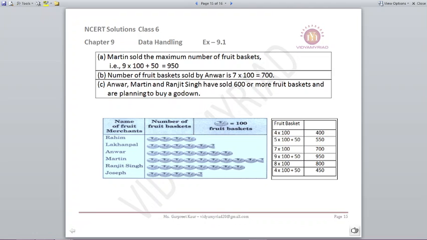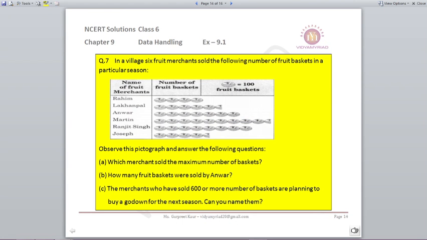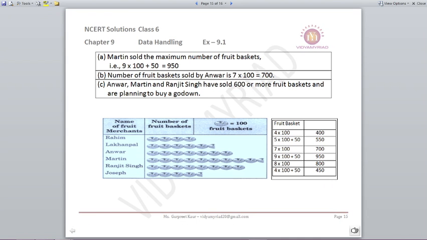Now let us find out the answers. Number 1. Which merchant sold the maximum number of baskets? Let us see which is the maximum number. Highest number is 950 and 950 is represented by Martin. Martin sold the maximum number of fruit baskets. And how many fruit baskets are sold by Anwar? Now let us see the third number. Anwar has sold 7 into 100, 700 fruit baskets.